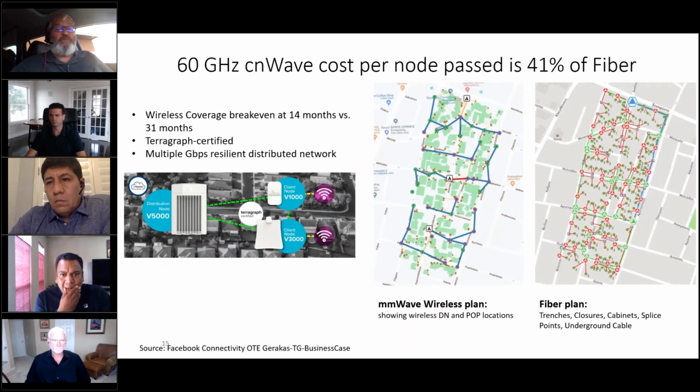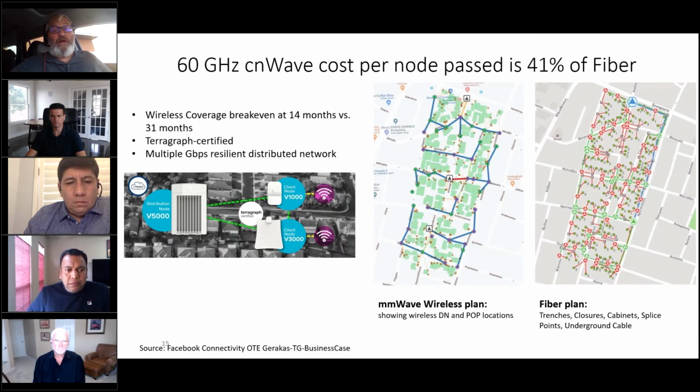Real quickly, the CWave product is based on our 60 gigahertz. This is what we call Terragraph certified. It was a technology that was incubated by Facebook Connectivity, but we're very excited about this as an alternative to fiber. You can see it costs 41% of the cost of fiber and is much quicker to deploy than fiber. There's no trenching. You can kind of see the complexity on the right there of a fiber plan versus a millimeter wave wireless plan there on the left. So again, 41% of the cost of fiber, but with fiber speeds of multiple gigabits per second.